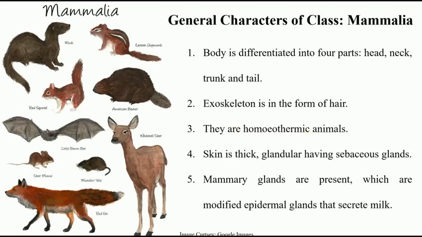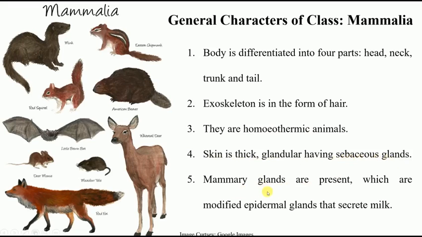The next characteristic feature is that the skin is thick and glandular, and is provided with sebaceous glands. The skin is quite thick in all mammals, and is always provided with various kinds of glands. One of the important glands present in the integument of mammals is the sebaceous gland, which is concerned with the secretion of sebum. So this is again a characteristic feature.